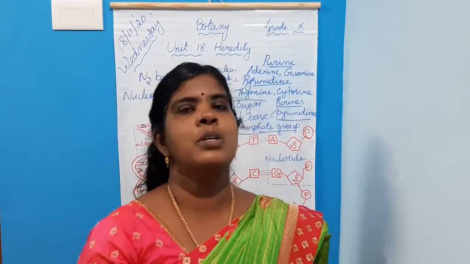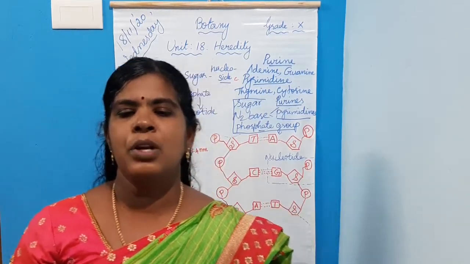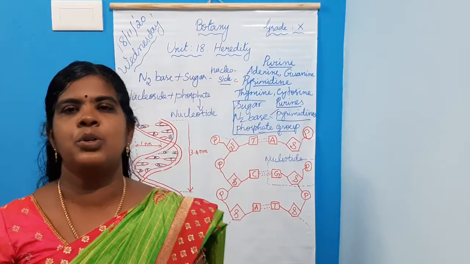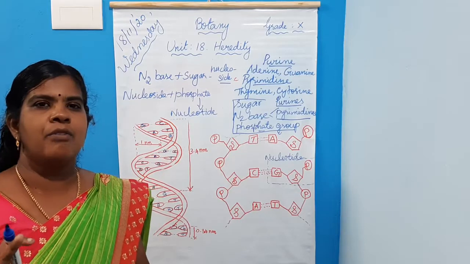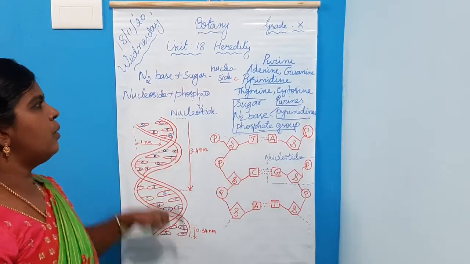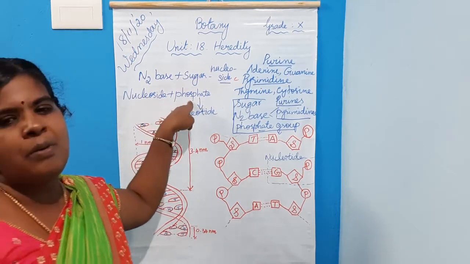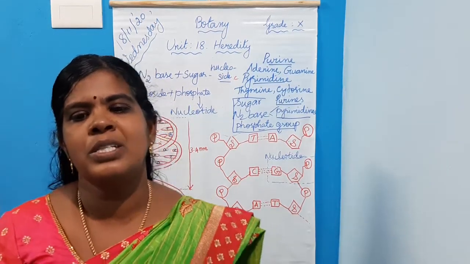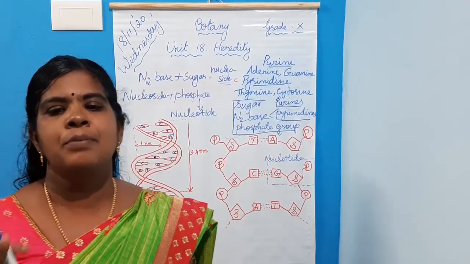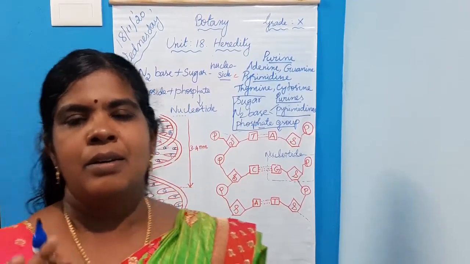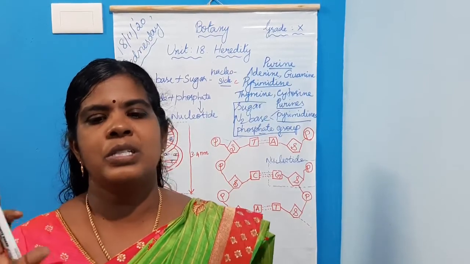This is the Watson and Crick model of DNA. The DNA molecule consists of polynucleotide chains. What is called a polynucleotide chain? The DNA consists of millions of nucleotides. Nucleosides combine with phosphate to form nucleotides. The nucleotides are formed according to the purine and pyrimidine bases present in the DNA.